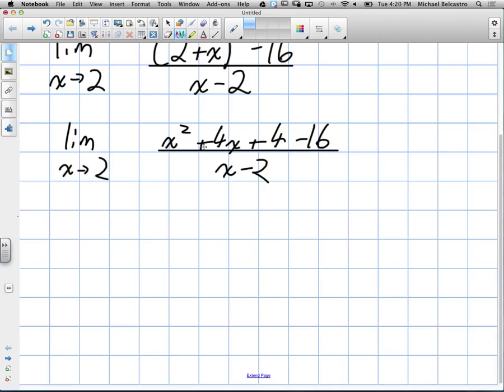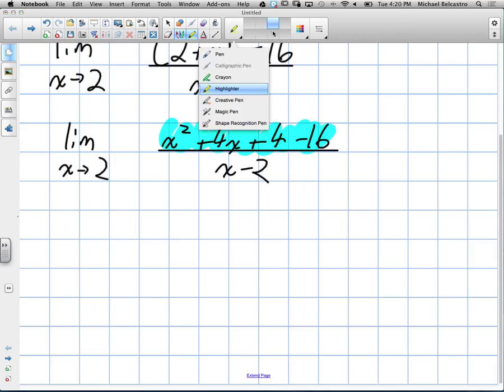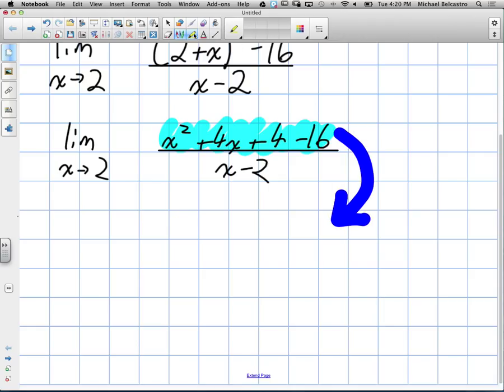Since we don't really want to rewrite everything, I'm just going to focus on the top, factor it, and then put everything back in. I'll do that in blue so that you realize I'm only working with the top right now. So this essentially will become x squared plus, not 8x, sorry, plus 4x, and then minus 12.